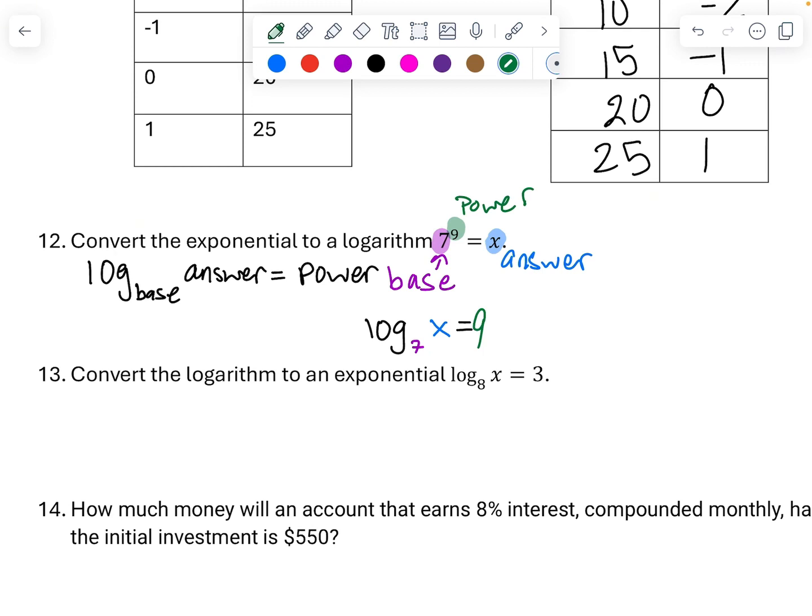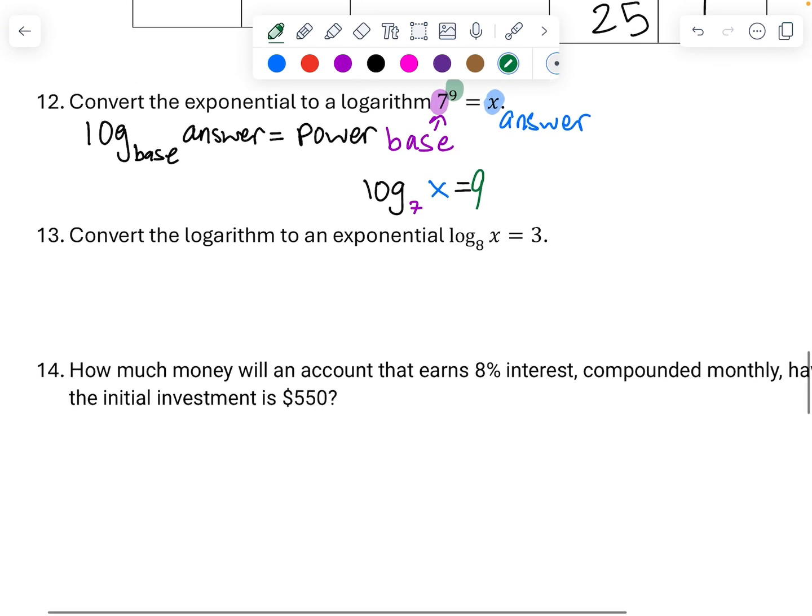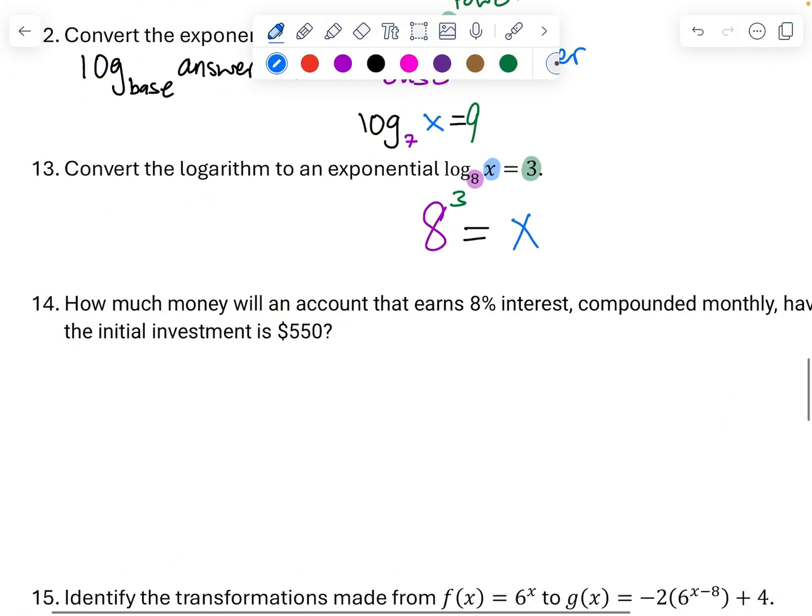So let's go backwards. Going backwards, identifying each piece, we have our base of 8. We have our answer, which is x, and we have our power, which is 3. So to go to our exponential, we have our big base of 8, power of 3, not x, and we are equal to our answer, which is x. So that is that guy.